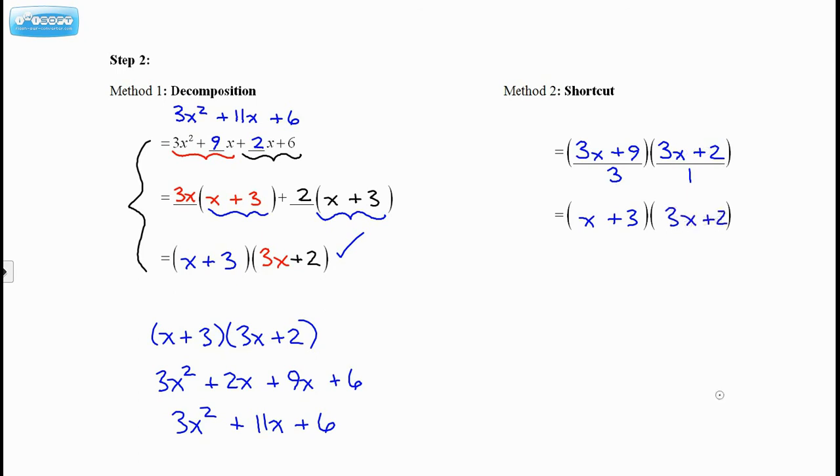And you notice I get the same exact answer here. So again, this doesn't really explain why. It's just faster. Factor 6x squared minus 5x minus 4 using both methods. That is decomposition and the shortcut.